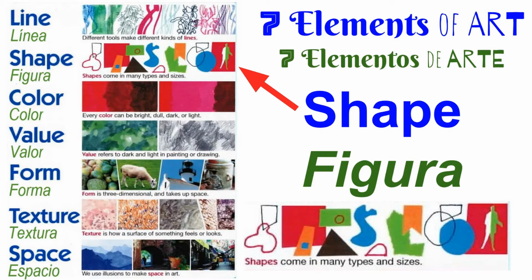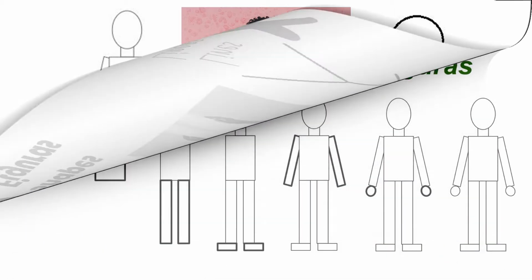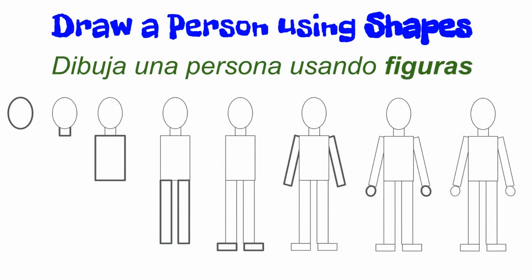These are the 7 elements of art. Shape is one of the elements we use to create art. Figura es uno de los elementos que usamos para crear arte. People have a height and a width, so that means we want to use shapes, or figuras, to draw them. We don't want to use lines or líneas to draw our person. So let's look at how we can use shapes para dibujar una persona.